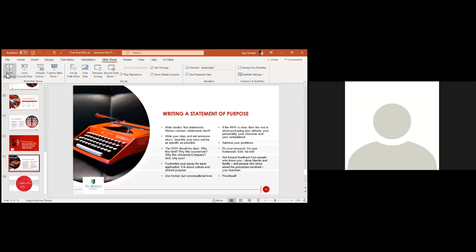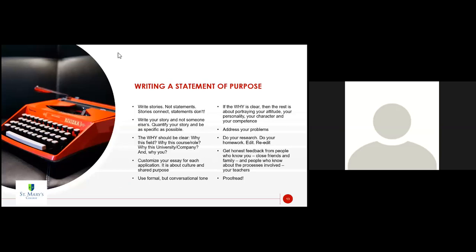Otherwise, this is about writing statements of purpose. If you're writing SOPs, I think most people would have finished writing them by now, because that vision part is already over in most places, or at least I'm just reading out what you do. Write stories, not statements. Whenever you write an SOP, if you only put bullet points, nobody's going to buy it. People are passionate about finding your story, where you come from, why you did what you did. And that's what I meant by write stories. Stories connect, statements don't.